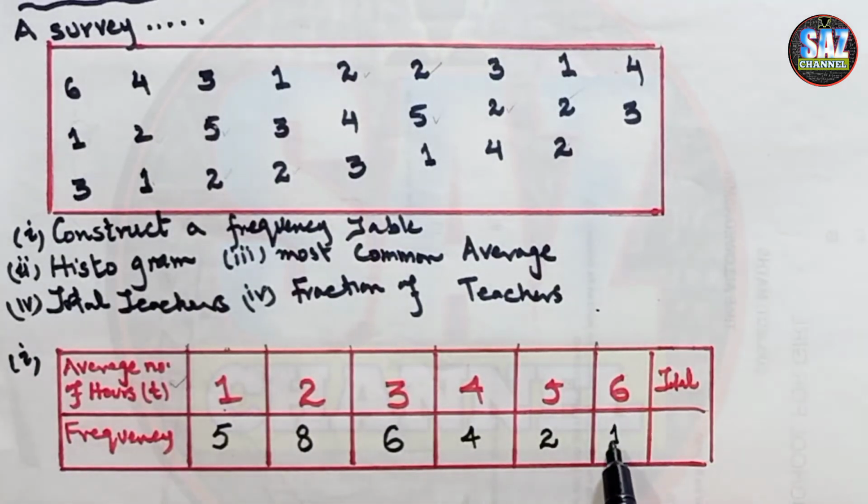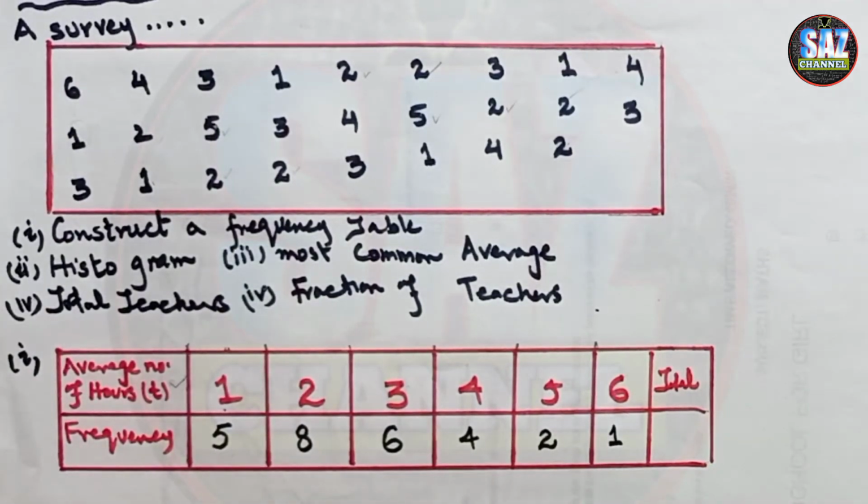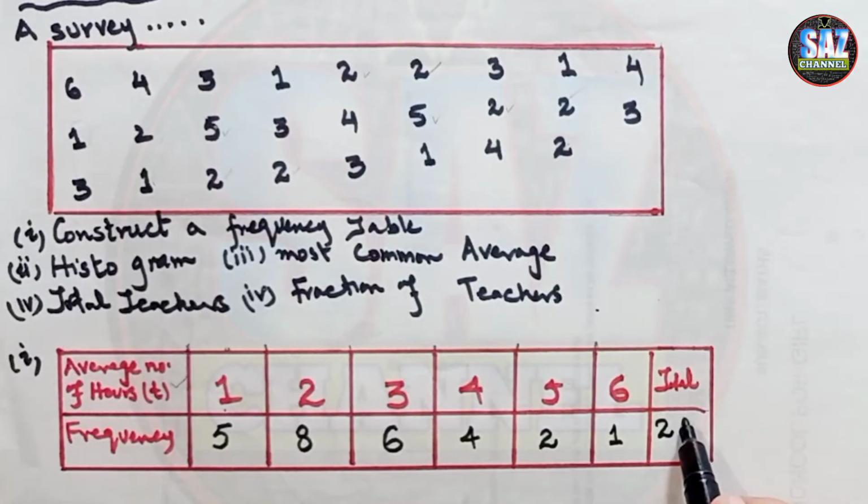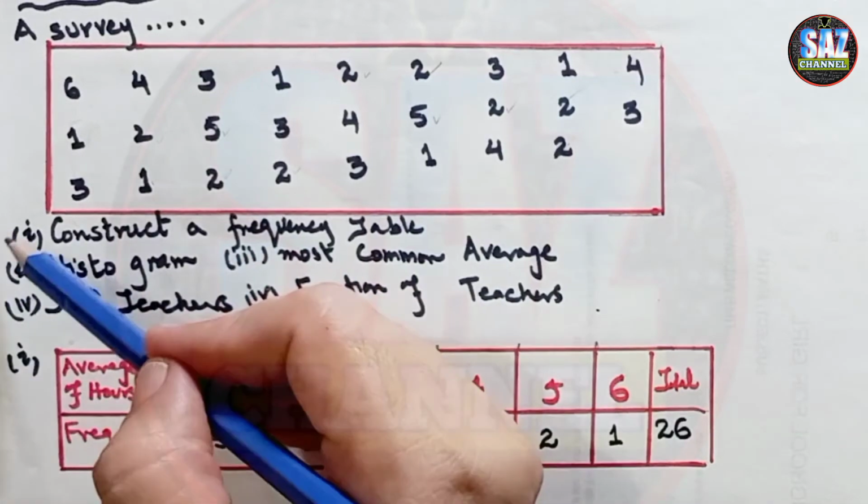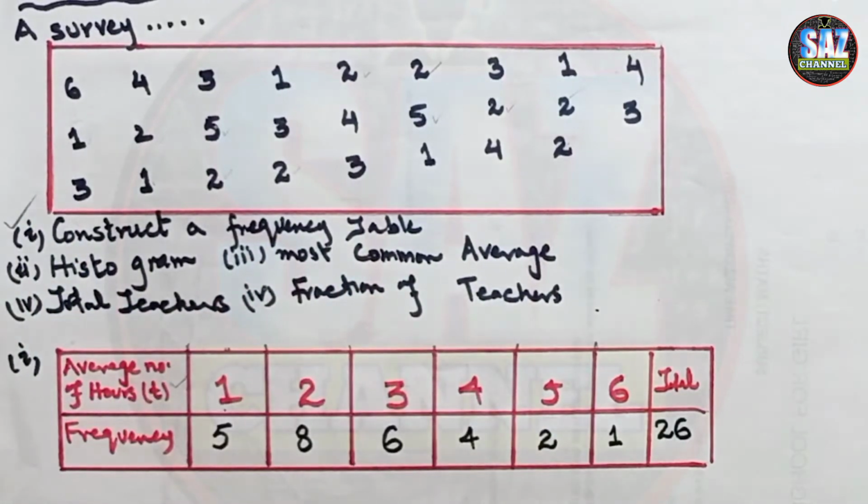Okay, and then what we have to do is add up all these teachers, and there is no information given about how many teachers are involved in the survey. So let me add them up: 5 plus 8 plus 6 plus 4 plus 3, and that is 26. The first part says construct the frequency table. That is done.